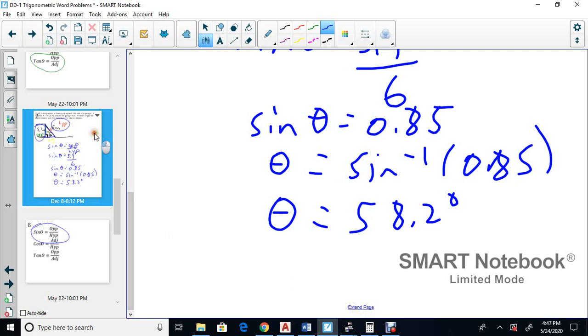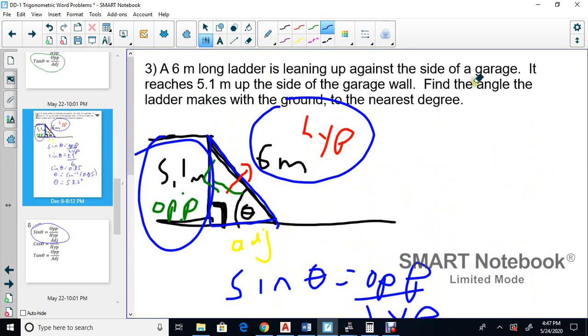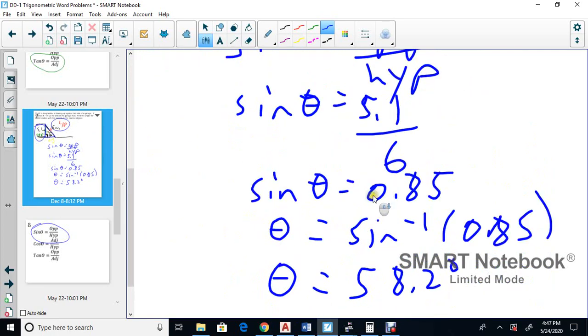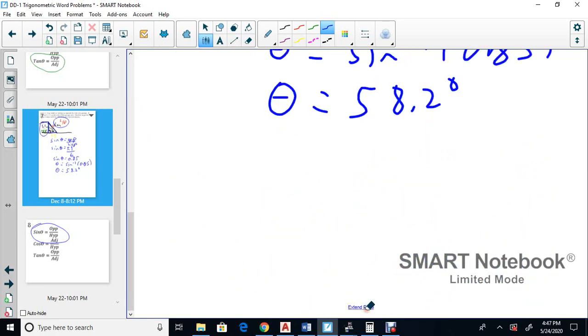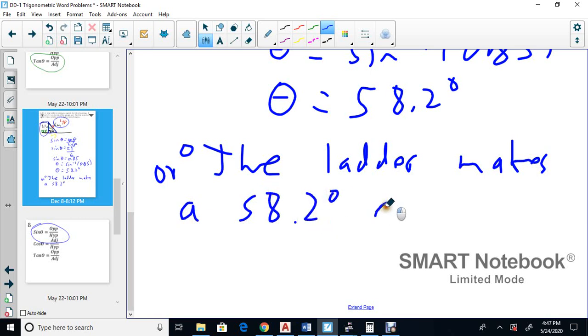Therefore, it makes, so wait, let's just read the question on the top. So it's with the ground, I believe. Find the angle the ladder makes with the ground. So therefore, it makes a 58.2 degree angle with the ground. So therefore, the ladder makes a 58.2 degree angle with the ground.